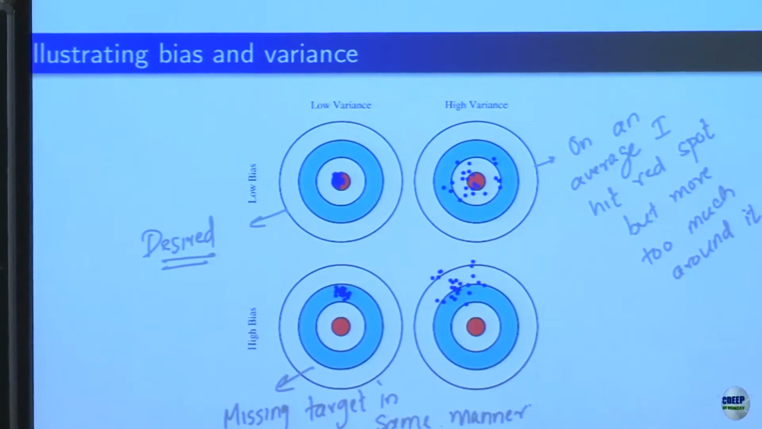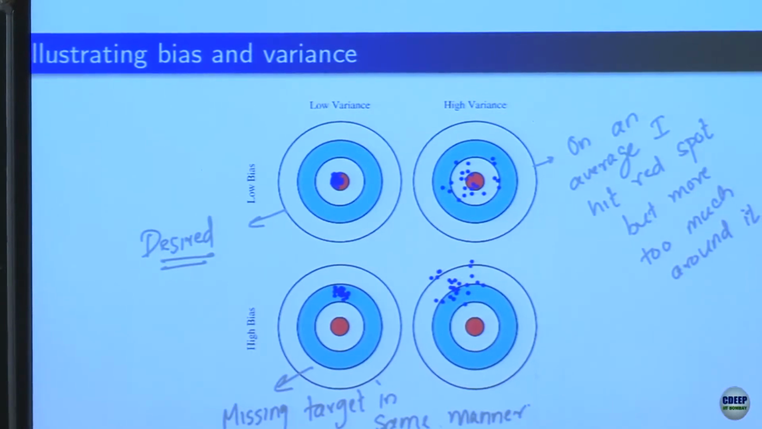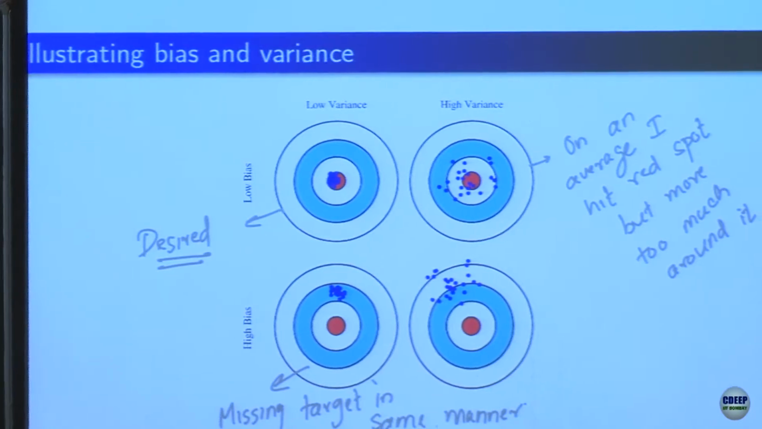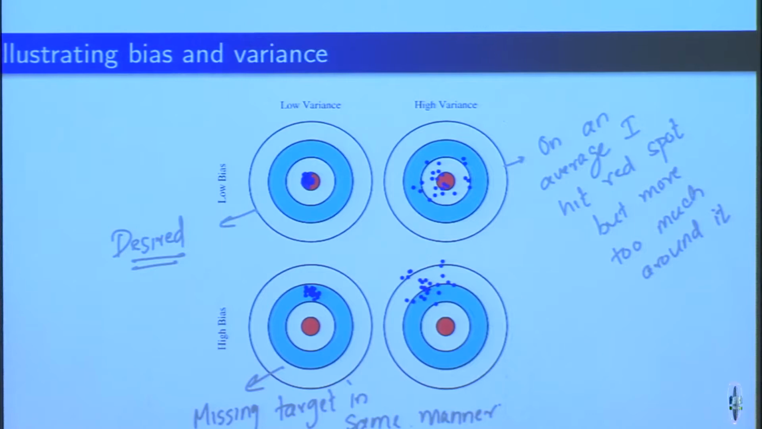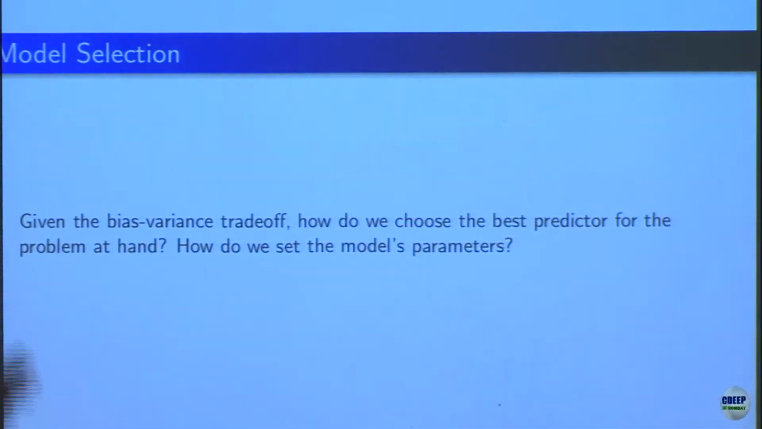And high bias, high variance is like shooting blindfolded, right? So that's the case of high bias, high variance. I hope this is clear, and that's exactly the trade-off. So model selection is given the bias-variance trade-off. How do we choose the best predictor?